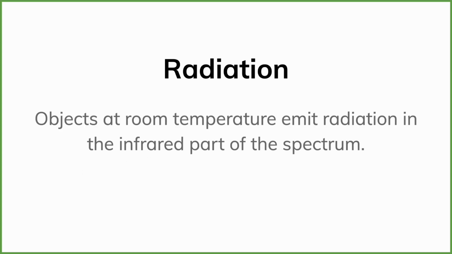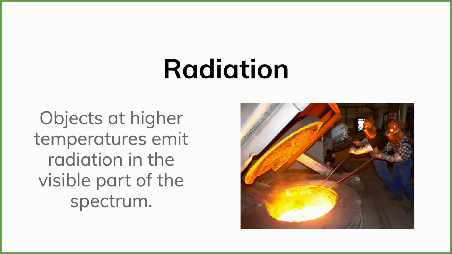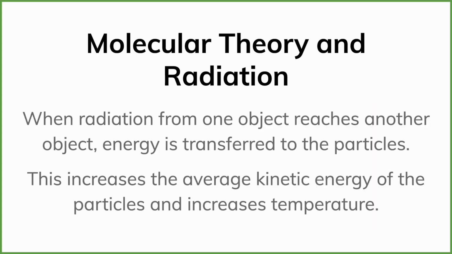But when an object is heated, when temperature is increased of an object, actually the radiation that is emitted becomes higher energy. And so you might have seen this example where if you heat up metal enough, it enters the red-orangish part of the visible spectrum, so we can actually see the radiation coming off. But normally, objects emitting radiation, we don't see that in any way. So when radiation from one object reaches another, the energy is transferred to the particles, and this can increase their average kinetic energy, which increases the temperature. So this is how we connect molecular theory to the radiation thermal transfer.